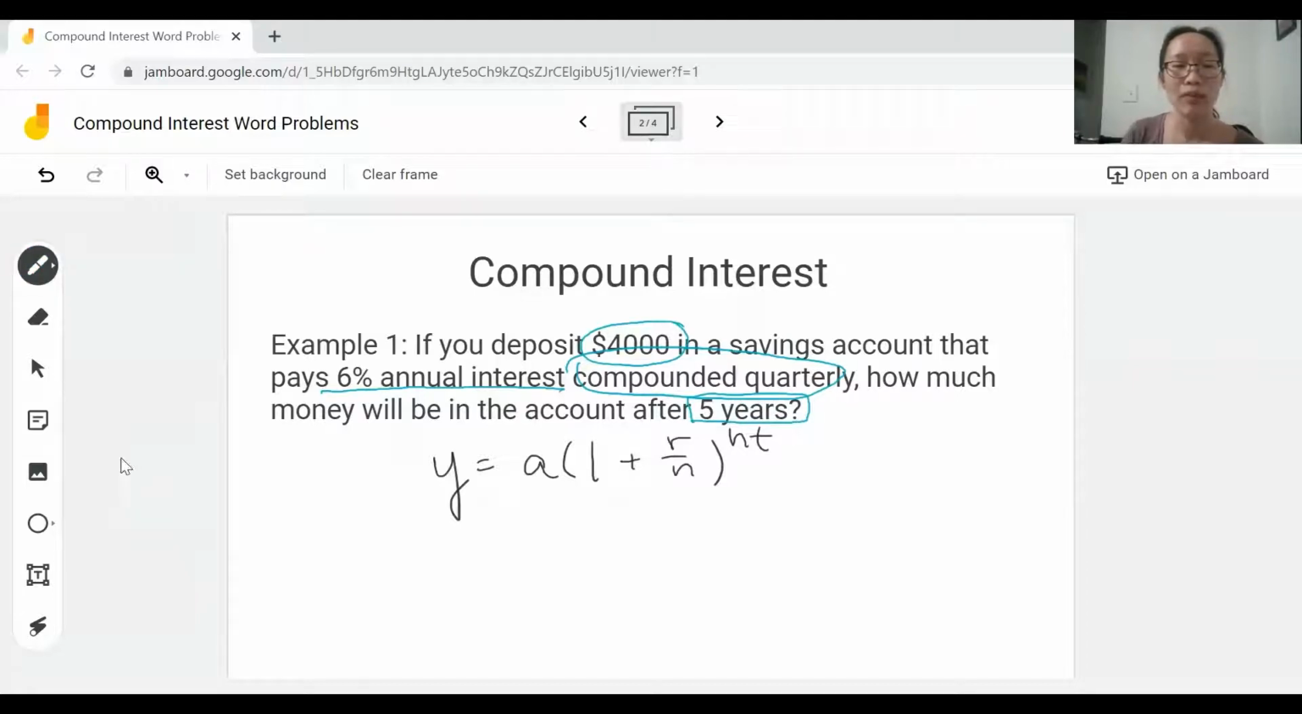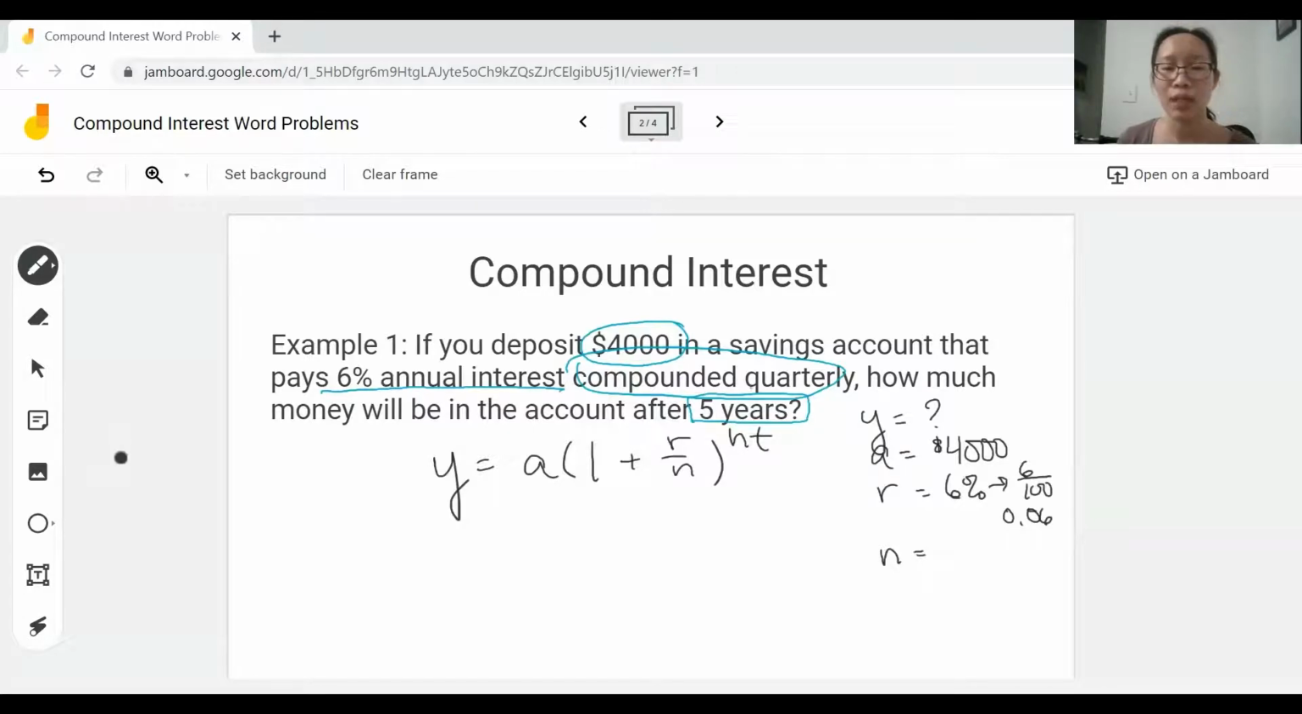I'm going to make a list of all my information. I don't know what my total value is, so that's a question mark. I do know my initial amount is how much I put in the account, so that's $4,000. I know that my rate is going to be 6%, which when I write as a decimal is 6 divided by 100 or 0.06. And I know that it's compounded quarterly, which means 4 times a year. And then finally, my t is 5 years. So now I have everything I need to put this into the equation.